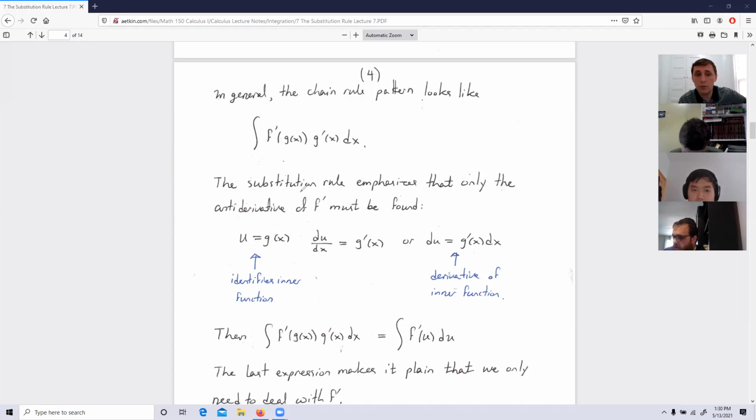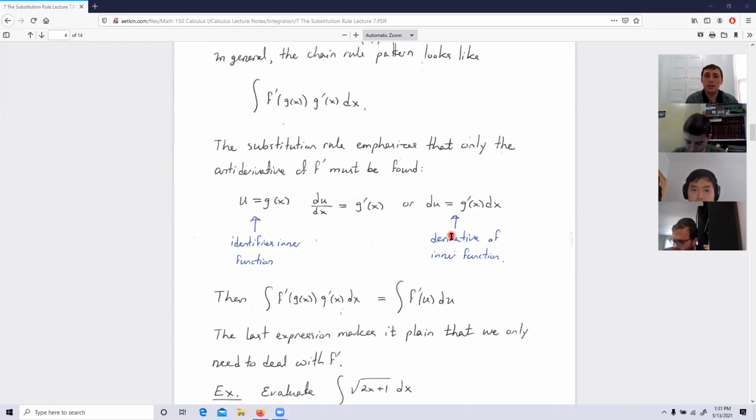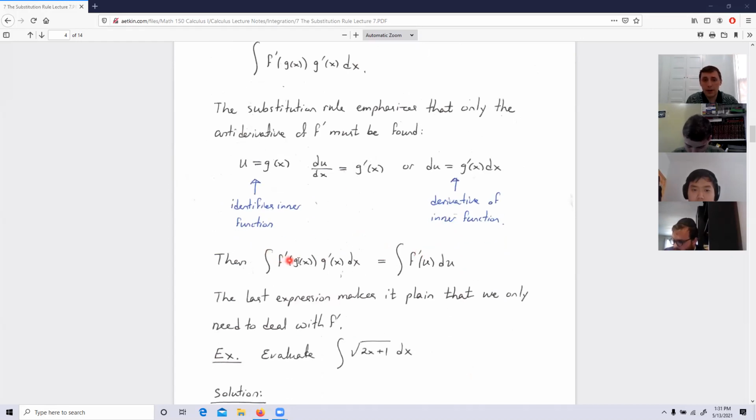You see, you take u to be the inner function, then du/dx is g prime, and then du is g prime dx, just multiply by dx on both sides. What do you get? You get the integral of f prime g(x) times g prime(x). Yes? And if I replace it by u, if this is u, then this is du.